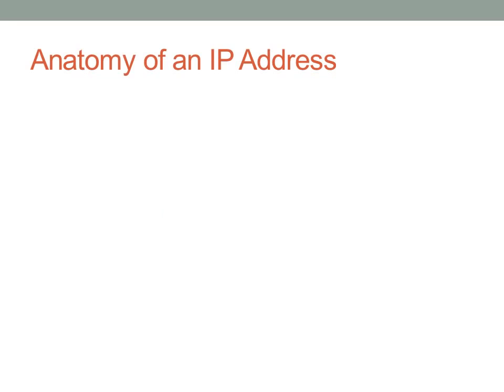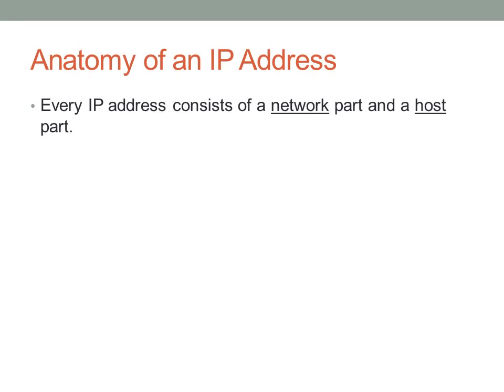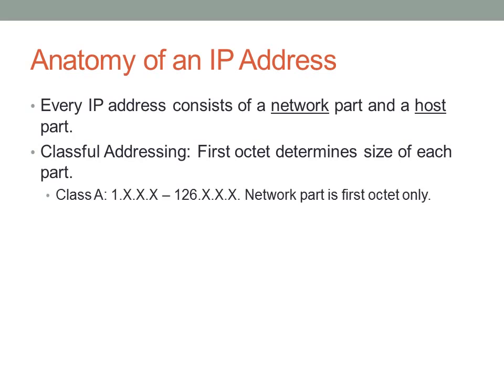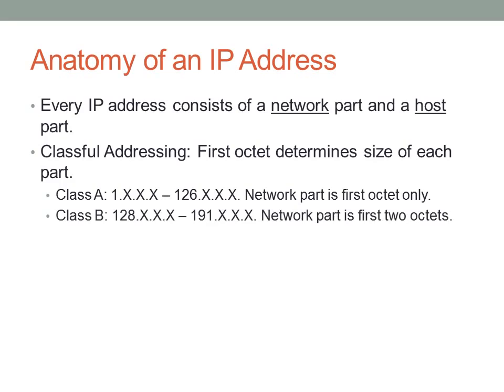Alright, now we can break down what an IP address is. Basically, every IP address consists of a network portion and a host portion, and the network portion is determined by the first octet and what we call classful addressing. The first octet, the number before the first dot in the IP address, determines the size of the network portion and the size of the host portion. For a Class A address, the number at the beginning will be between 1 and 126. In this case, the network part is only the first octet, and the other three octets will be used for the hosts. In the case of a Class B address, we use the first two octets to determine the network, and the last two determine the host.